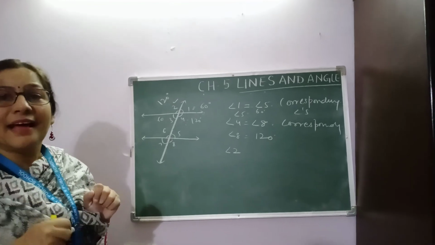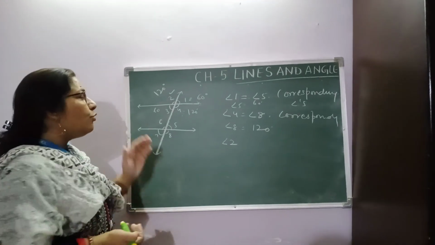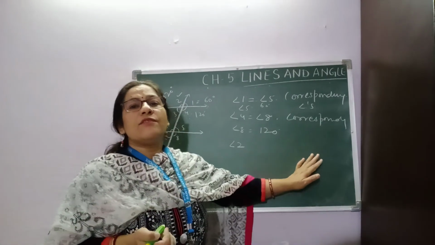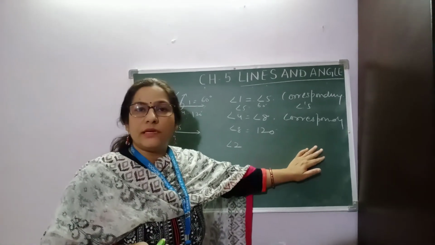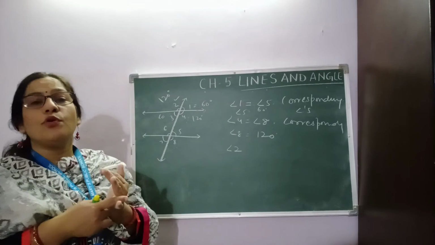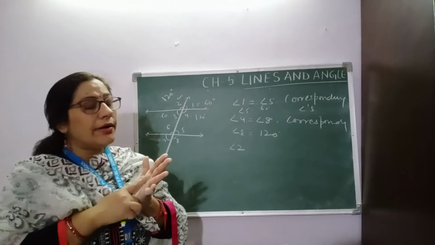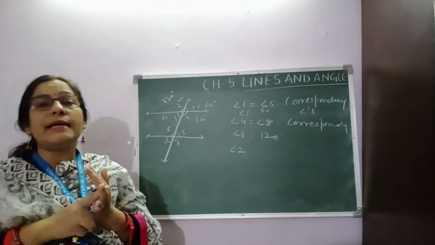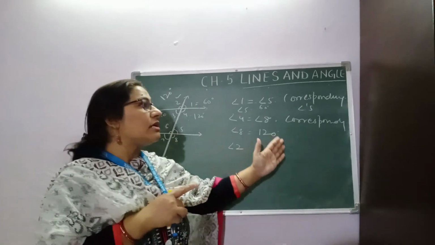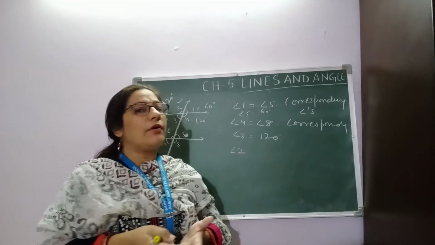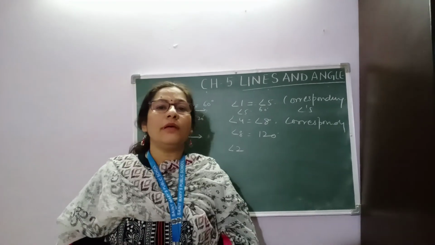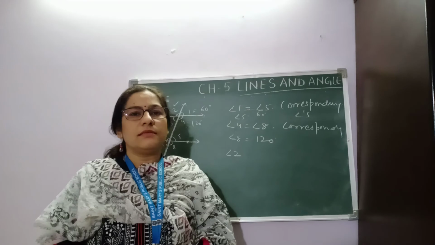Or you can say angle 6 and angle 4 are also equal by alternate interior angles. So you can prove this question by applying any of the angle relationships formed by the transversal: alternate interior angles, alternate exterior angles, linear pair, vertically opposite angles and the corresponding angles which you have already learned. I hope it will help you in the coming classes. Thank you.